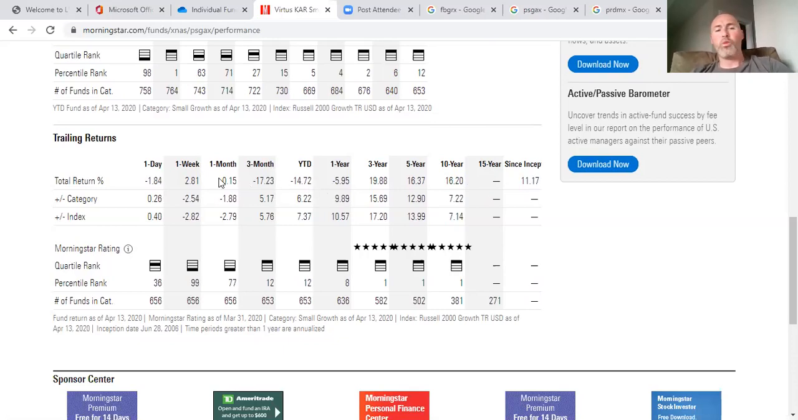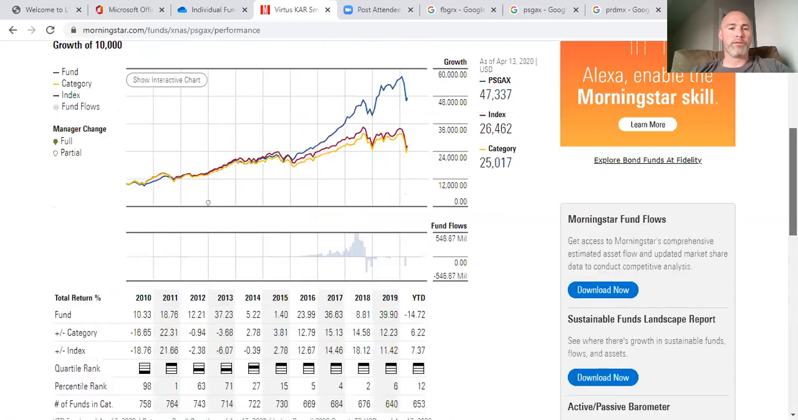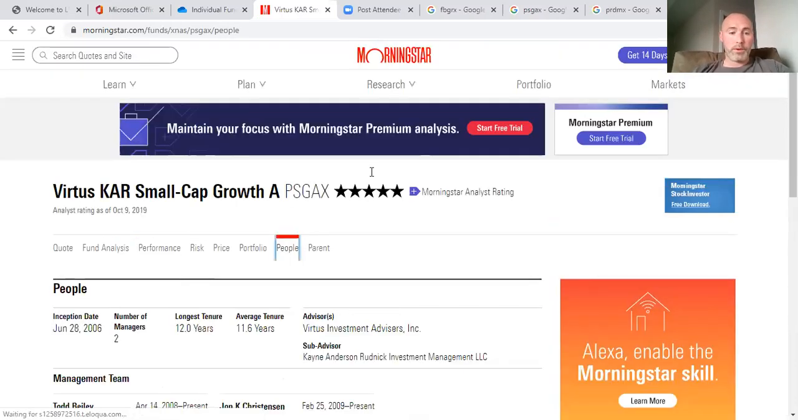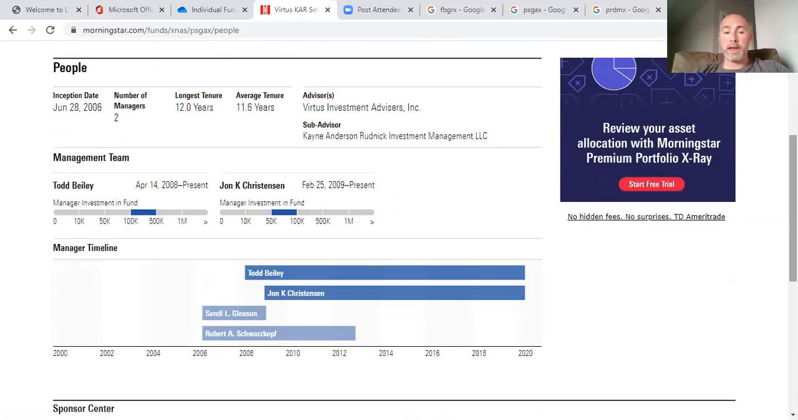Remember, we don't care about the 1 month, 3 month, or even the 1 year or 3-year rate of return. We're investing for long-term rate of return performance. If I click on the people right here, here are the portfolio managers that run this. We've got Todd Bailey.